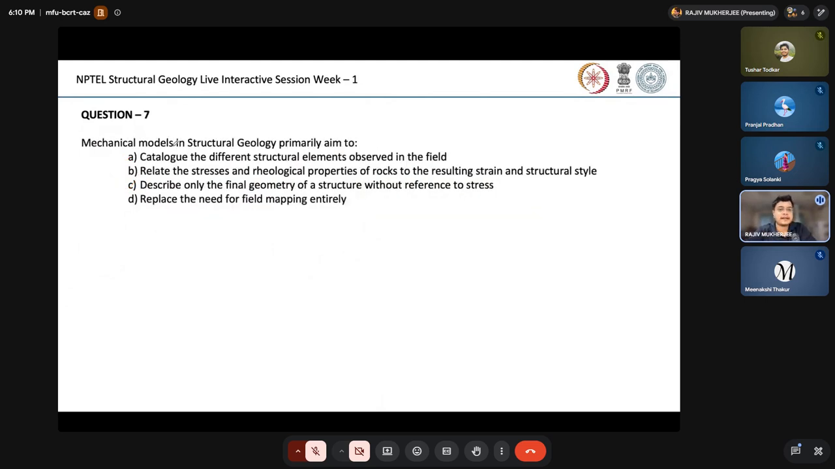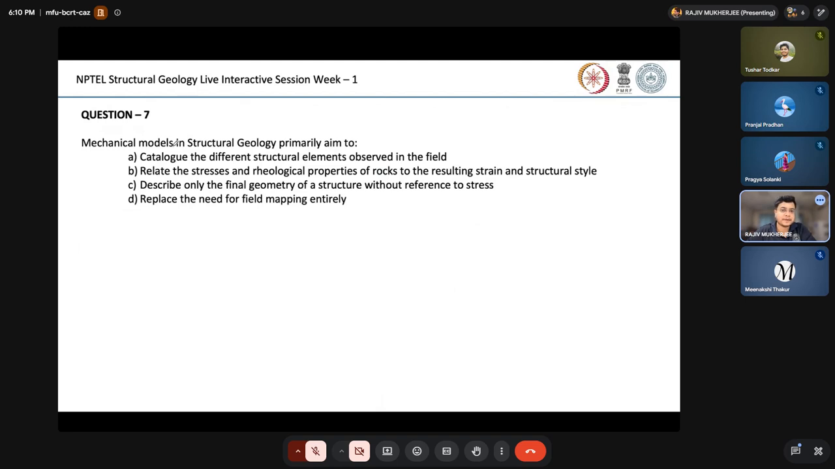Okay, question 7 says the mechanical model in structural geology primarily aims to, option A, catalog the different structural events observed in the field. Option B, relate the stresses and geological properties of rocks to the resulting strain and structural style. Option C, describe only the final geometry of a structure without reference to stress. Option D, replace the need for field mapping entirely. Option D, as you know, is completely meaningless in this case.